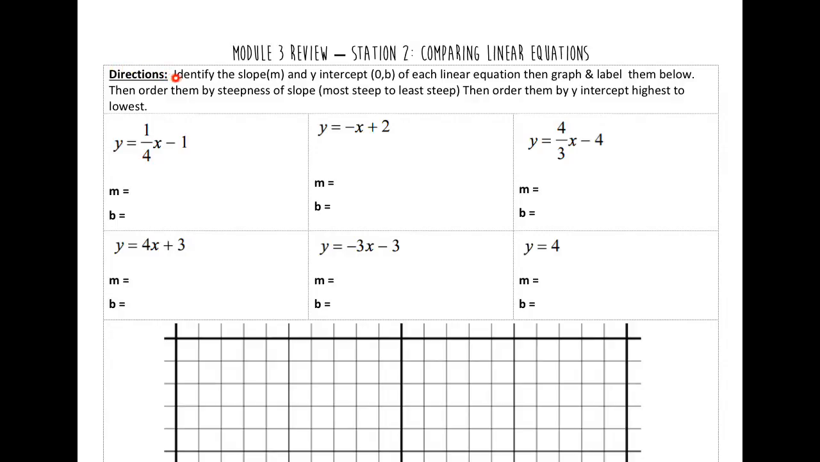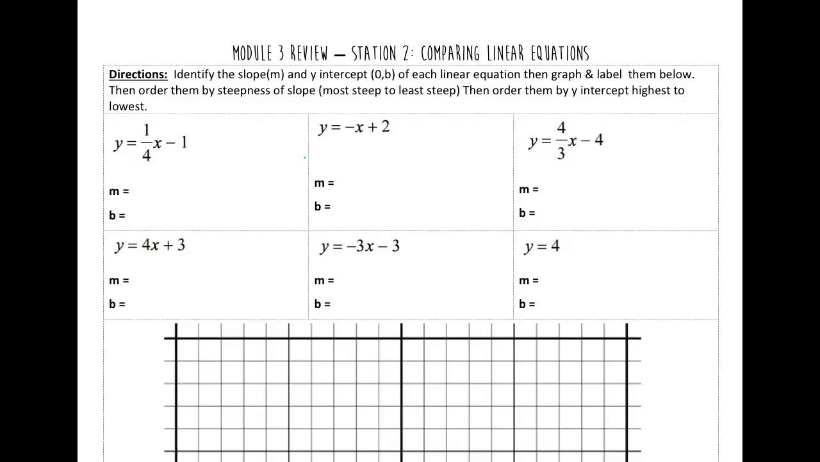So the directions here say to identify the slope m and the y-intercept of each linear equation, and then graph and label them on the coordinate plane. After that, you're going to order them by steepness of slope, from the most steep to the least steep. And then you're going to order them by y-intercept, from the highest y-intercept to the lowest y-intercept.